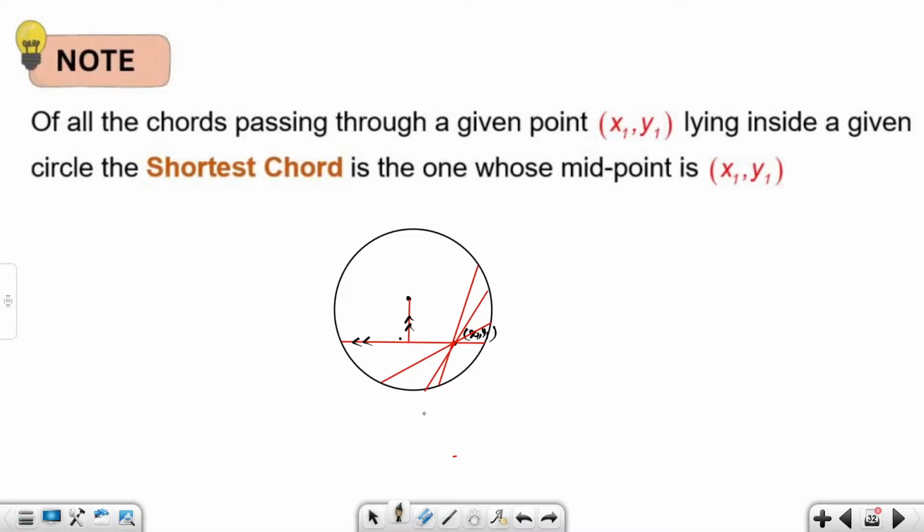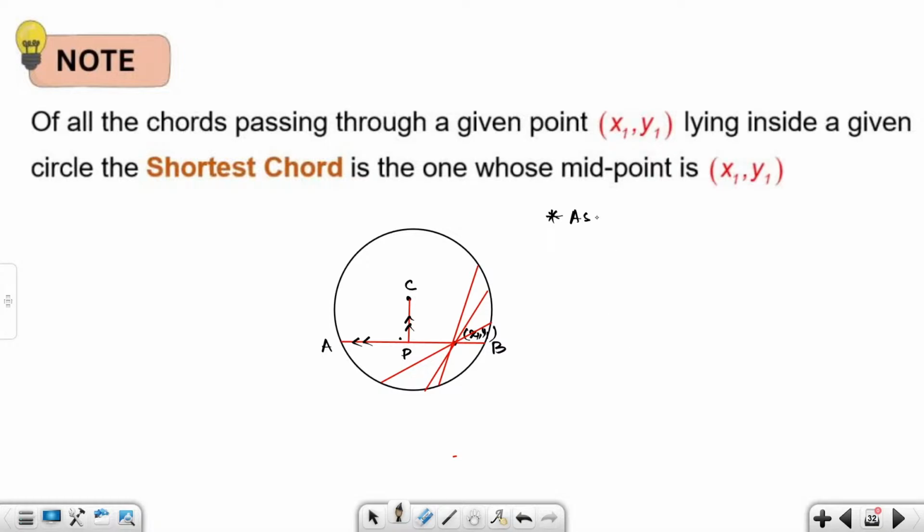Now, what will be that chord which is the shortest chord but passing through the point (x1, y1)? Think about it. It is that chord in which your (x1, y1) is the middle point. Okay, let me just write it, if it is a little confusing. Let us say this is my C and this is my P. The chord we name AB.